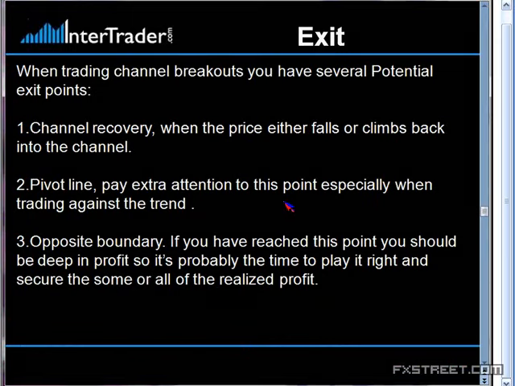Okay, so your exit point. When trading channel breakouts, you've several potential exit points. So you've got the channel recovery. That's when the price either falls or climbs back into the channel. You've got your pivot line. So again, pay extra attention to the pivot line, especially when trading against the trend. Opposite boundary. So again, if you've reached this point, you should be deep into profit. So it's probably time to play safe and either lock in some profit or see if there is an actual breakout where you can ride the trade even further.